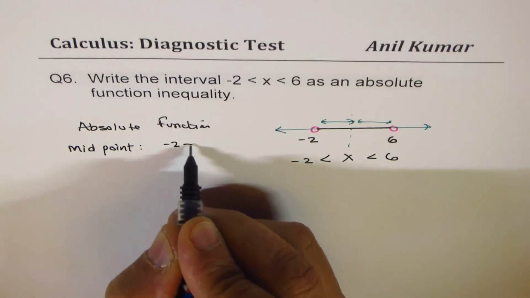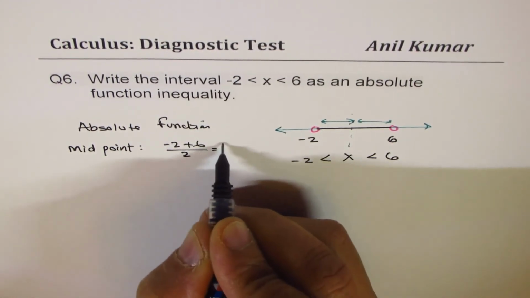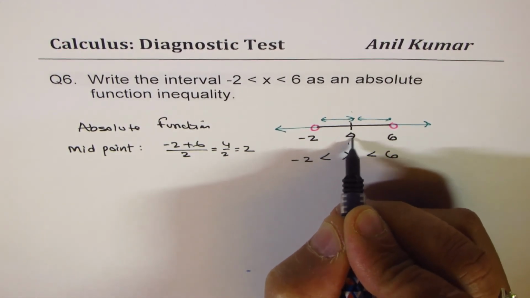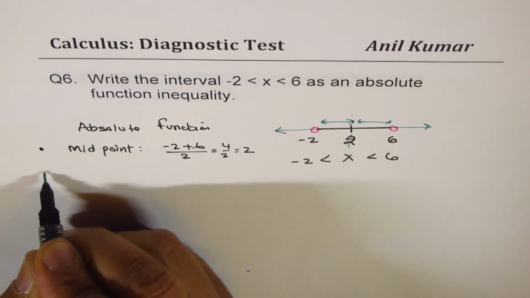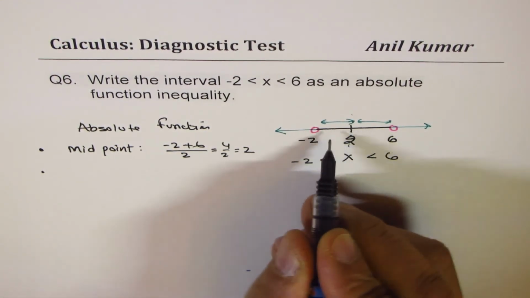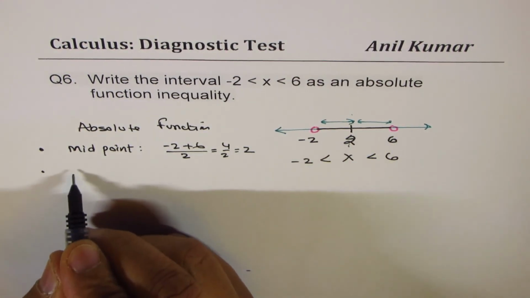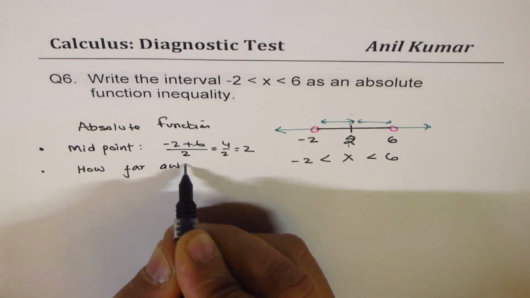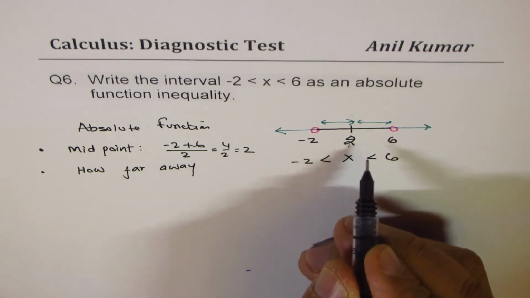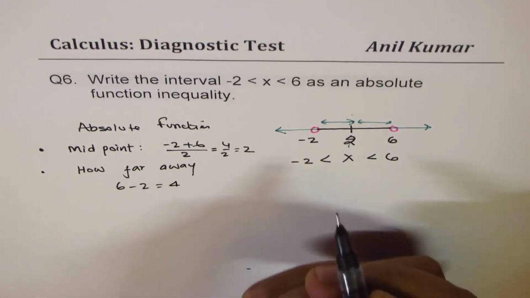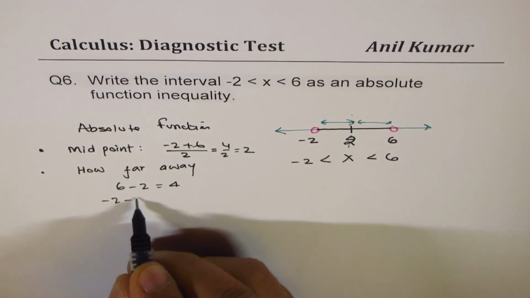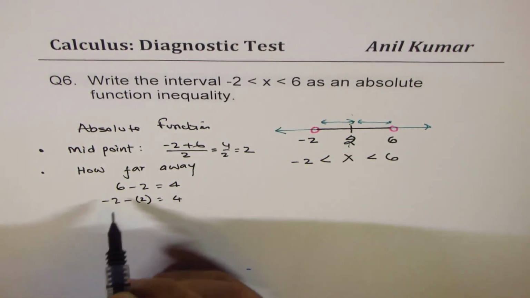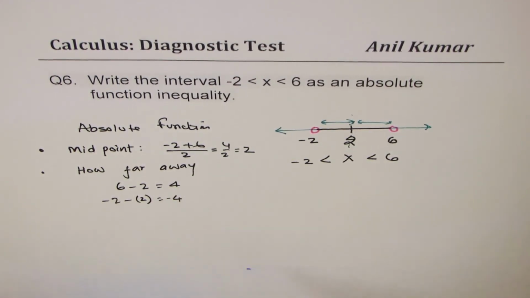So the midpoint will be minus 2 plus 6 divided by 2, and that is 4 divided by 2, which is 2, right? So we get the center value here, which is at 2. So this is step number 1. Second is, how far are you from the midpoint? How far away, right? That is the second thing. You can do 6 minus 2, which is 4. You could also do minus 2 minus 2, which is minus 4. So both ways, the distance is 4 away.